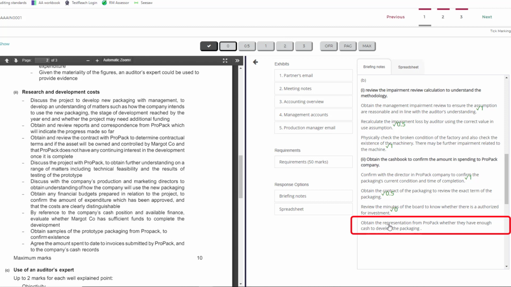And this last point here, obtain representation from ProPack, whether they have enough cash to develop the packaging. Now that's not quite right. ProPack are the company that are developing it for us, and it's us that's going to be paying the bill. It's Margot that's going to be paying the bill. So the emphasis of this is slightly wrong. Here's the point in the answer they're trying to get at: do we have enough money to pay for this? Not the company that's doing the development for us, because we would be paying them so that they have the funds to complete the project. And so this wouldn't be a relevant test. Almost, but not quite. So that's not worth anything.